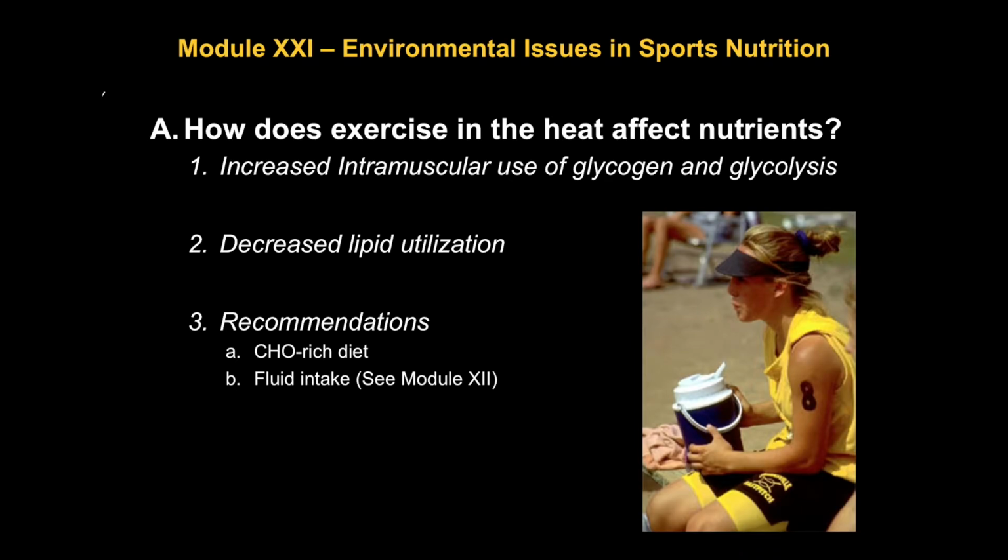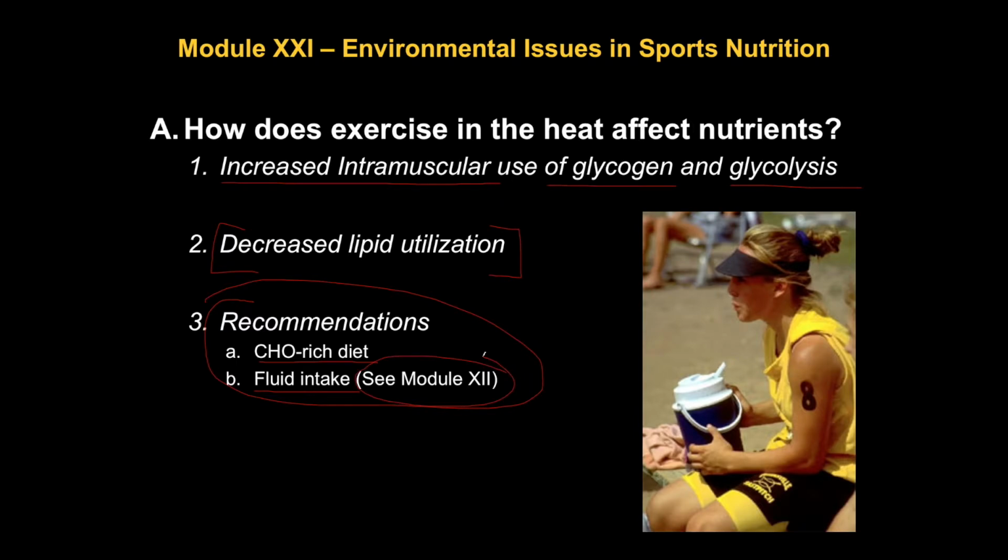Well, we know as the ambient temperature increases, there's going to be an increased intramuscular use of glycogen and an increase in the glycolytic processes to make ATP. We also see a decrease in the amount of lipids that are going to be utilized to produce ATP. So the recommendations in the heat are very simple and straightforward: we want to make sure that we have a carbohydrate-rich diet and, of course, be mindful of our fluid intake, which, of course, we talked about back in Module 12.